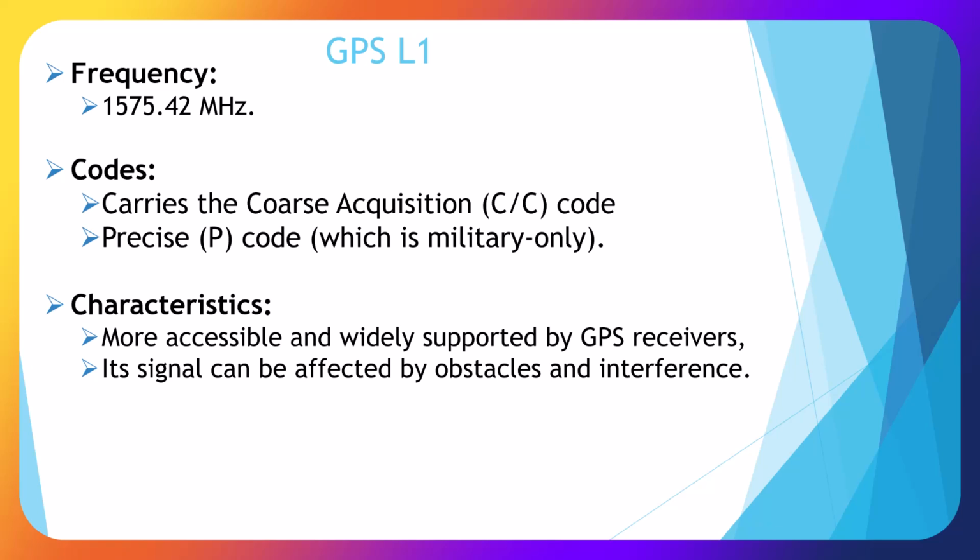Okay, the GPS L1 band is at a frequency of 1575.42 megahertz. It carries the coarse acquisition code, C/A, and the precise P code, which is military use only. It is more accessible and widely supported by GPS receivers. Its signal can be affected by obstacles and interference.